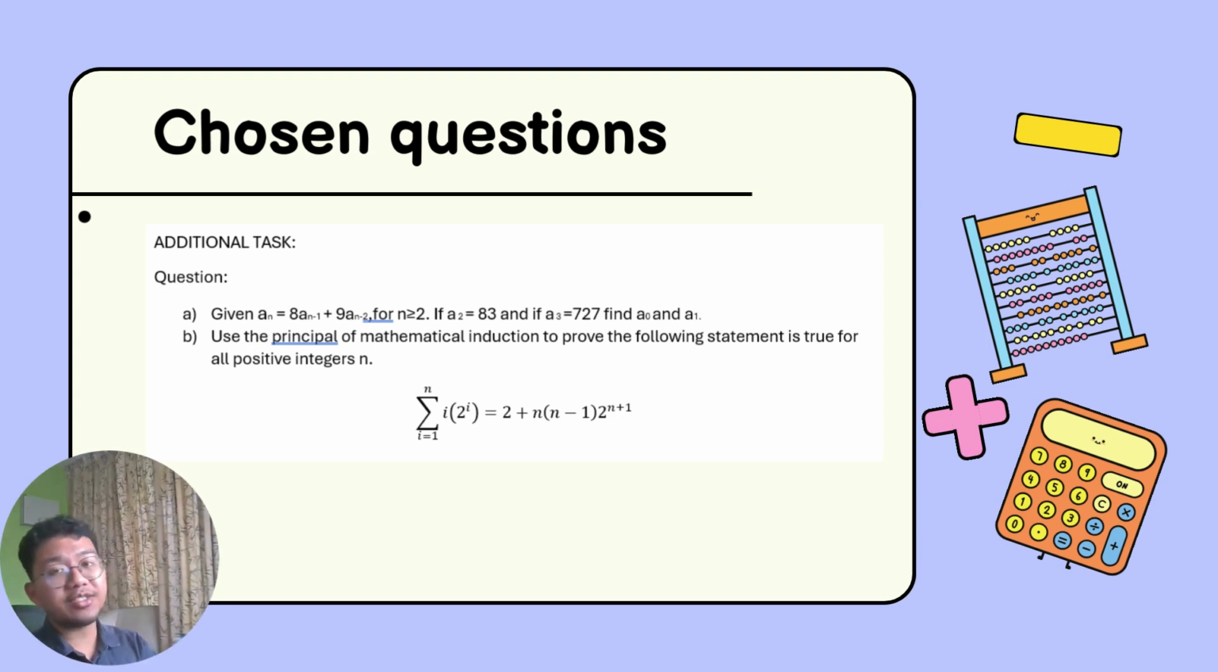Question B is about mathematical induction. Use the principle of mathematical induction to prove the following statement is true for all positive integers n. The summation from i equals 1 until n, i times 2 power of i, equals 2 plus (n minus 1) times 2 power of n plus 1.